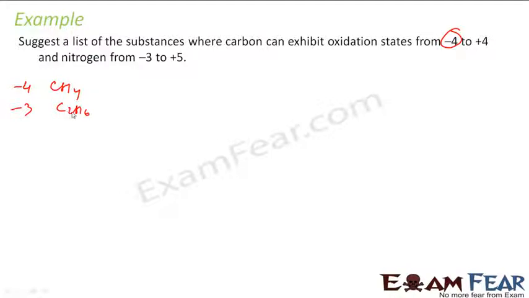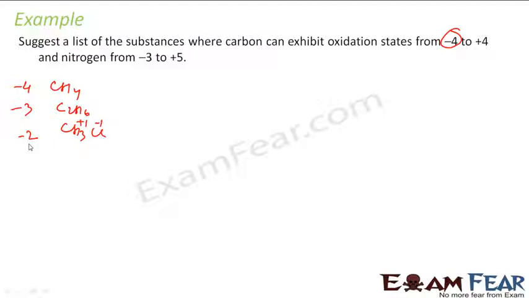To talk about minus 2, instead of hydrogen I will make it chlorine. So this becomes CH3Cl. Hydrogen is plus 1 and chlorine is minus 1, so 3 into plus 1 gives plus 3, and chlorine minus 1, the total is plus 2, so carbon has to be minus 2.